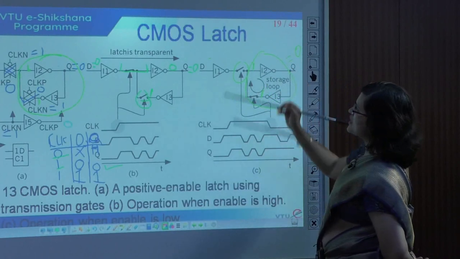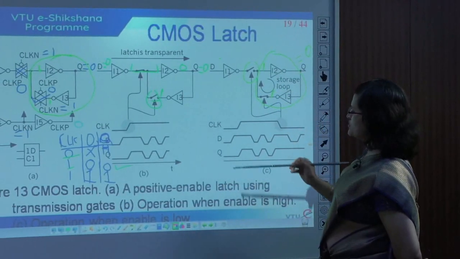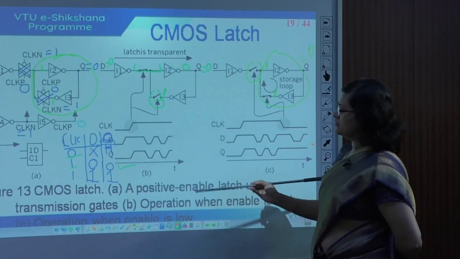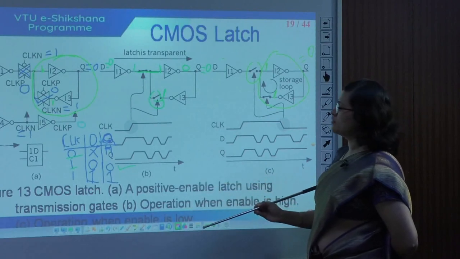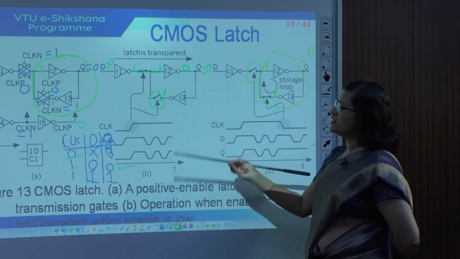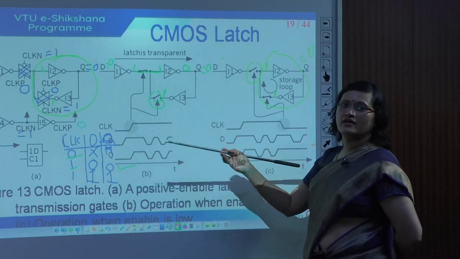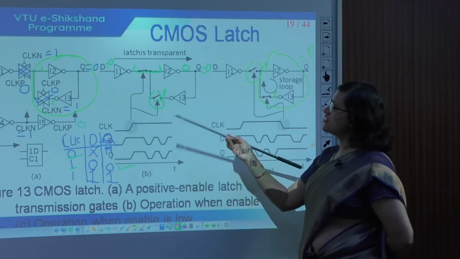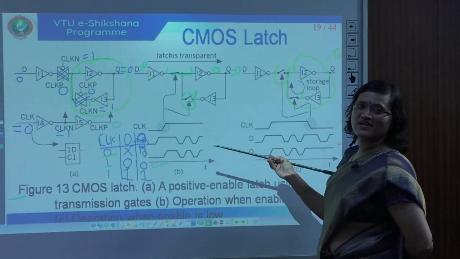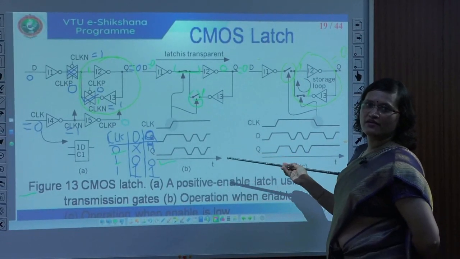This is how the CMOS latch is constructed by using transmission gates. In the next class we will go into a detailed explanation of the master slave flip flop using the construction by transmission gates itself. So we will see in the next class the master slave negative edge triggered D flip flop.